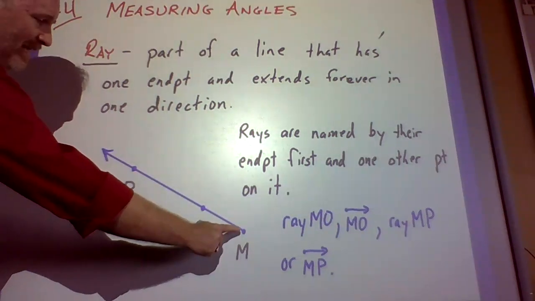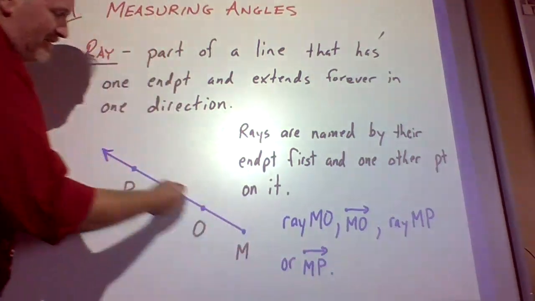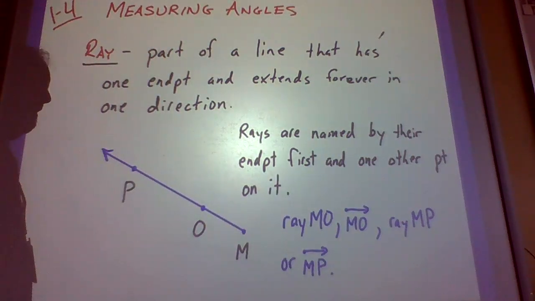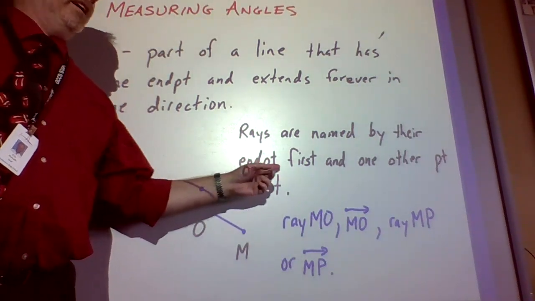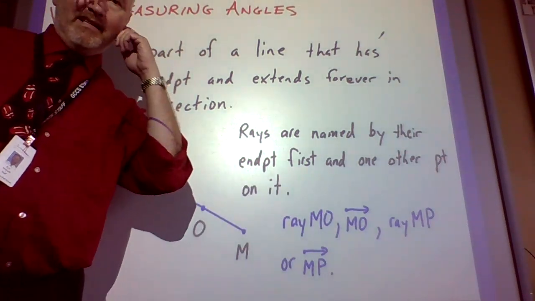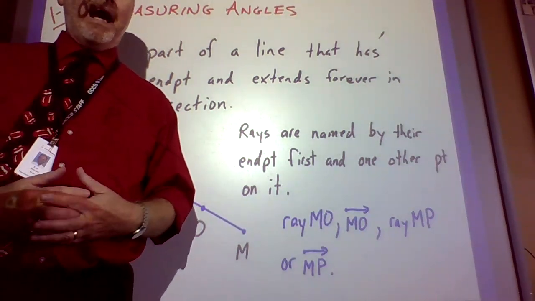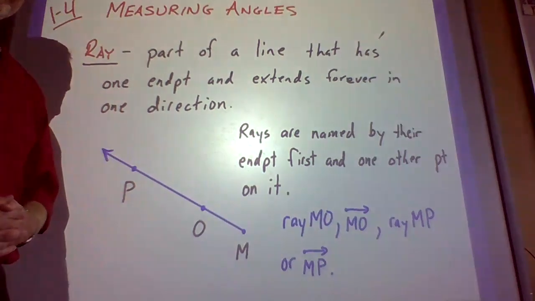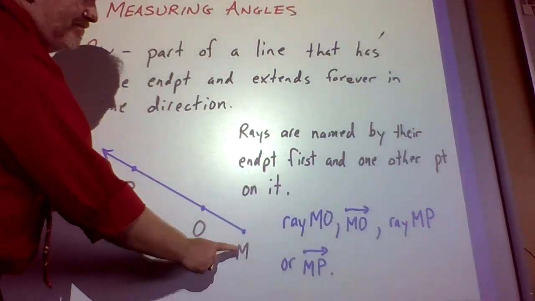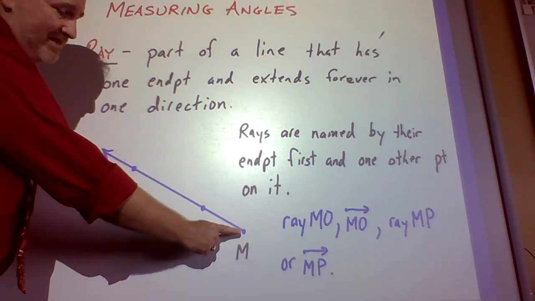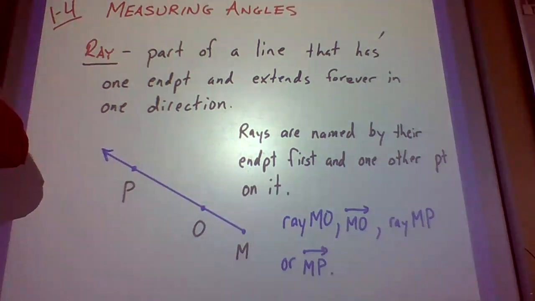It's just going in one direction, right? It doesn't go forever this way, just one direction. Rays are named by their endpoint first. Now that is a little different from lines and segments and planes. It didn't really matter the order of the points on those. Ray order does matter. You always have to use the endpoint, the one that doesn't go on forever. You have to use that point first and then go this way.